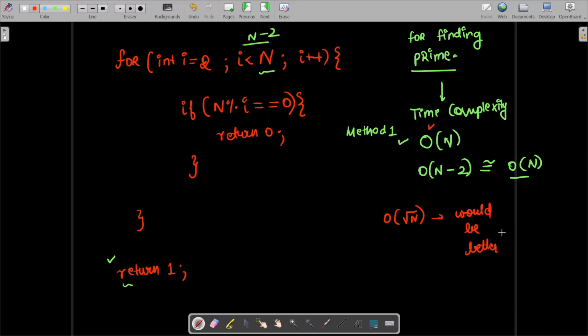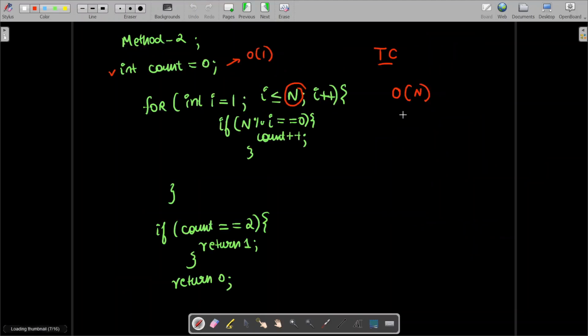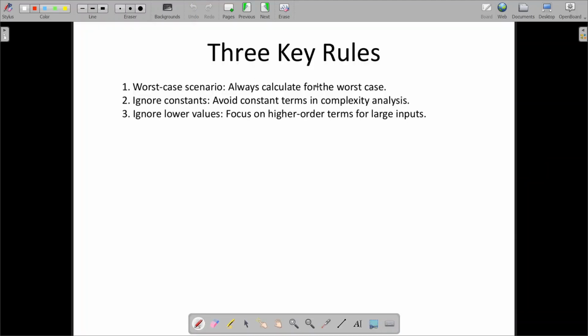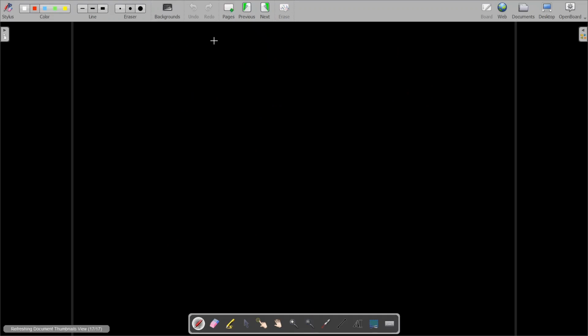Do you know that a root n solution exists, or should I tell you? Can you tell me? Because I don't remember it. That's fine. I will give you an idea how to find it. This is pretty cool stuff actually: how to find a prime in root n time. Suppose we take an example of 18. I write out the factors so it will be clear: 2 into 9, 3 into 6.